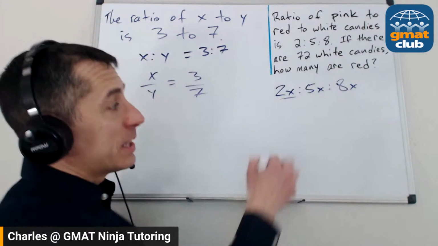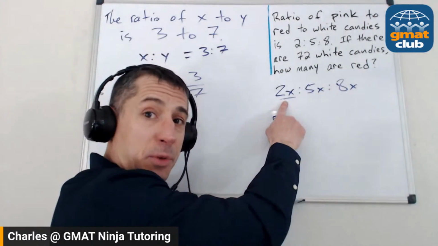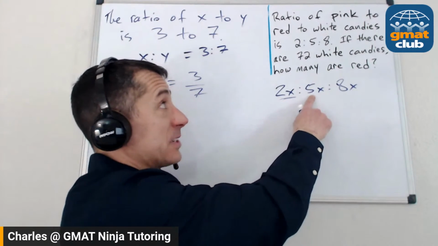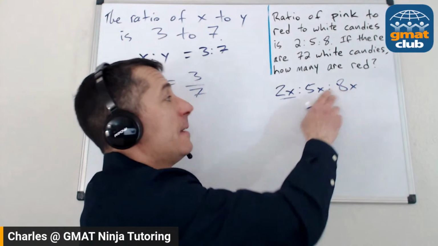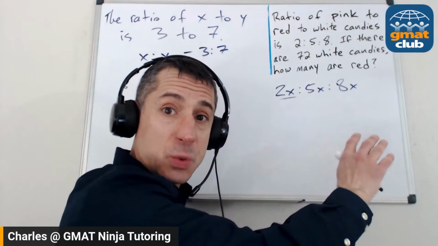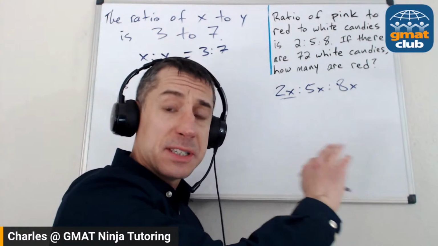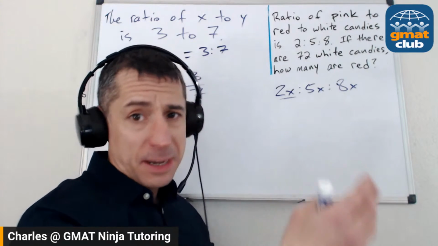That's it. So you could think of 2x, that's your actual number of pink candies that we have. 5x, your actual number of red candies. 8x, the actual number of white candies. If you can think of ratios in this way, I can give you the hardest ratio questions that the GMAT has to offer, and they're going to be pretty easy for you.